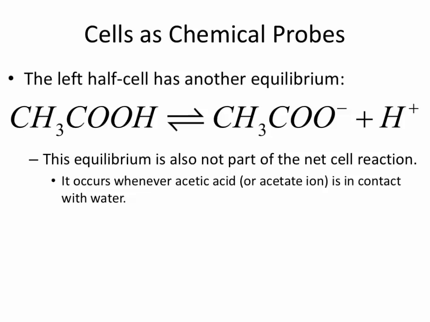Now, the left half cell has another equilibrium. It has the acid dissociation reaction for our acetic acid. And this equilibrium is also not a part of the net cell reaction, but it occurs whenever acetic acid, or the acetate ion here, is in contact with water.